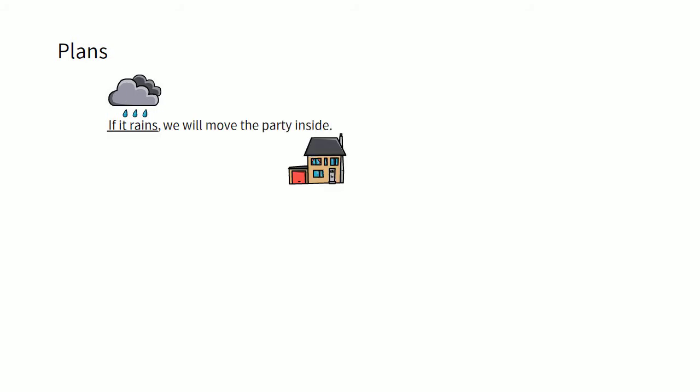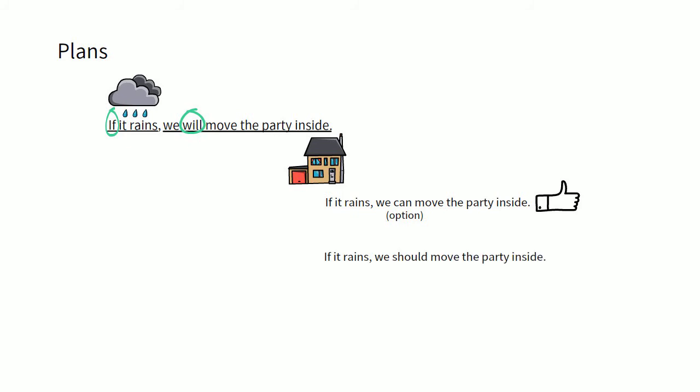First, let's look at plans. If it rains, we will move the party inside. The first clause, if it rains, and the second clause, we will move the party inside. Notice we have the word if, and we use the modal verb will. We can also use other modal verbs here, but the meaning might slightly change. For example, if it rains, we can move the party inside. Or, if it rains, we should move the party inside.